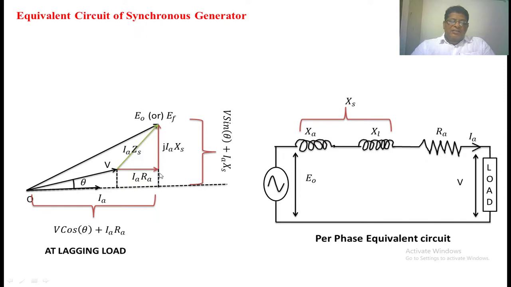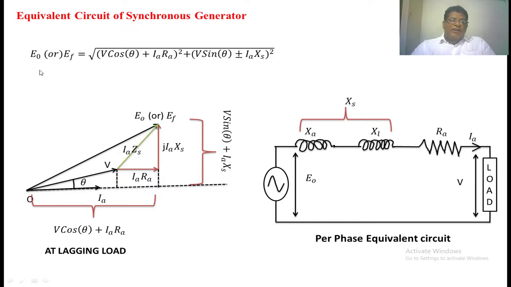In the same manner, this length equal to V sin theta plus IA Xs. Nothing but this is the total length. This is the right angle triangle. E naught square equal to this length square plus this length square. So finally you are getting E naught equal to EF equal to square root of (V cos theta plus IRA) whole square plus (V sin theta plus or minus IA Xs) whole square.